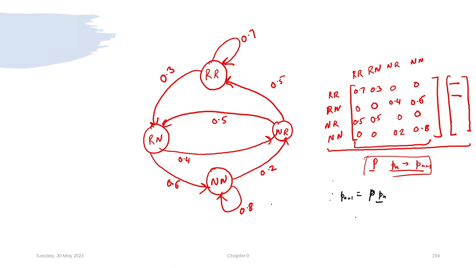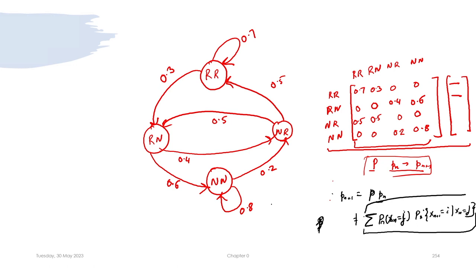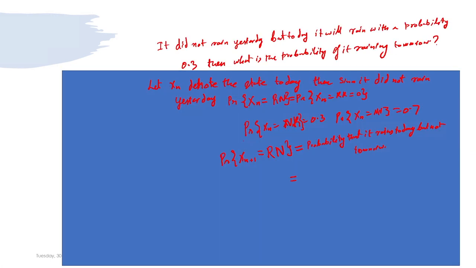We used this, but when we try to write this, this actually is not equal to the summation of P of x n plus 1 equals i given x n equals j. This is the relation that we wanted to generate using matrix multiplication, but this will be the case if P n plus 1 is represented as column vectors with this, or if we treat everything as a row vector.